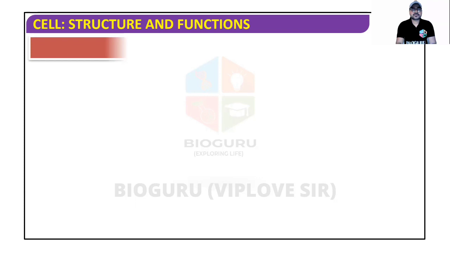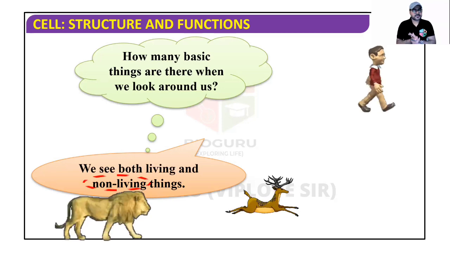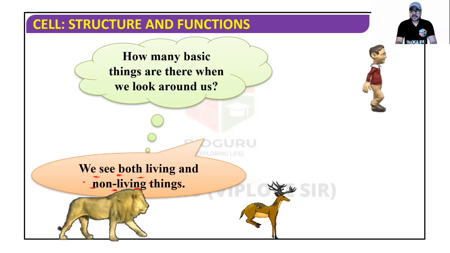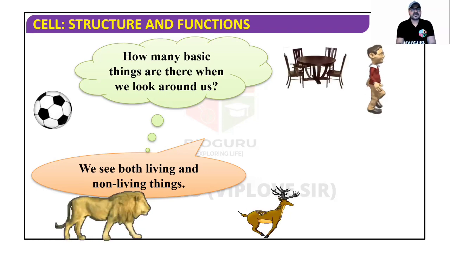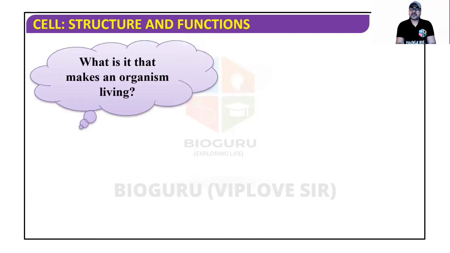And generally we look at two types of things around us. First is living, second is non-living. Living things are humans, insects, bacteria, animals, etc. And non-living things are football, chair, table, your camera, etc. So now, what is it that makes an organism living?